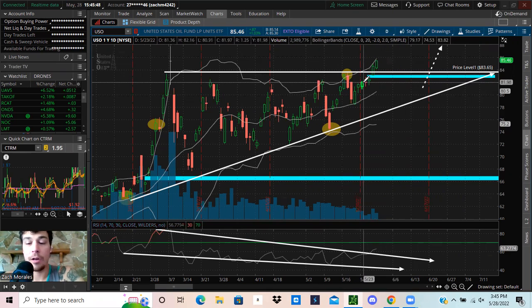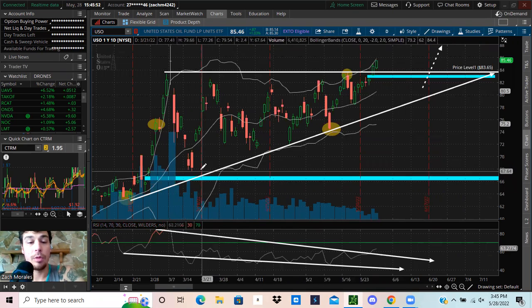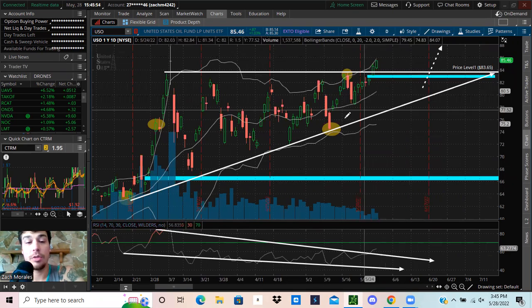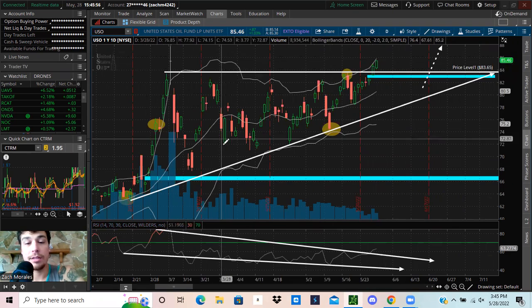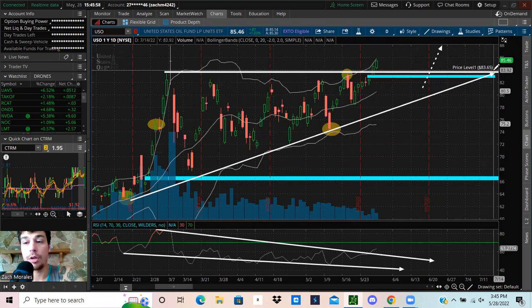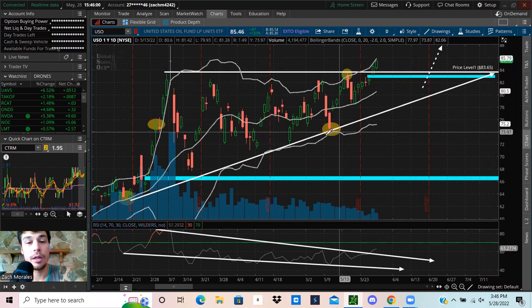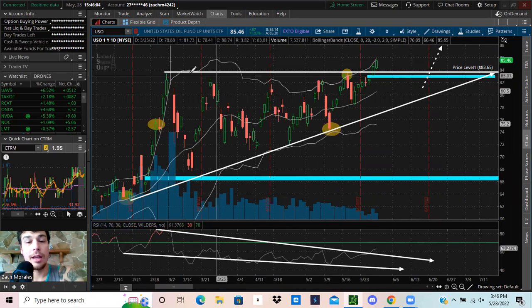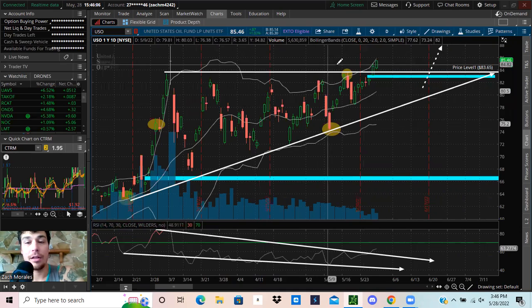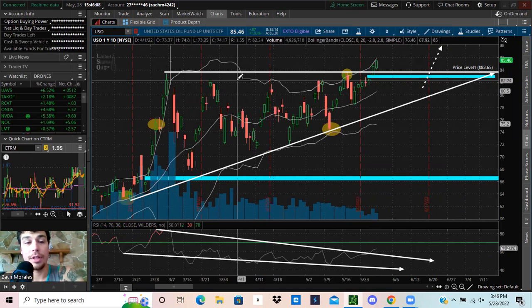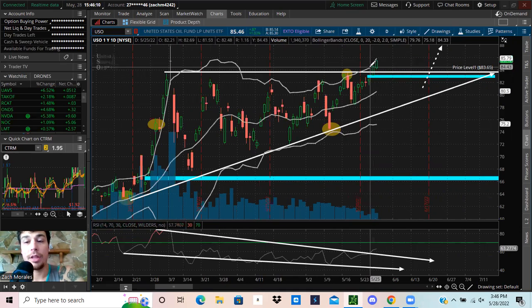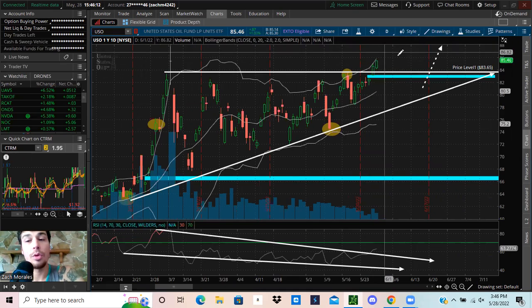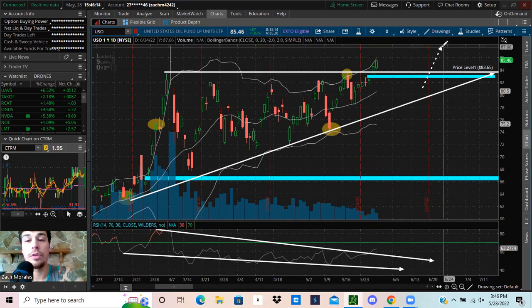And I gave you guys this pattern here. We went over this. This is a continuation pattern known as a rising triangle, an ascending triangle. What happens is you would look for the breakout above this line here, and that would be basically a bullish pattern. And you'd get this move upwards.